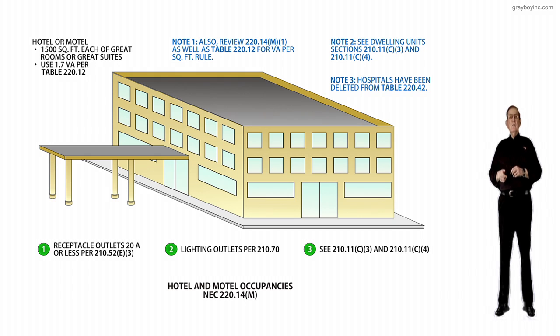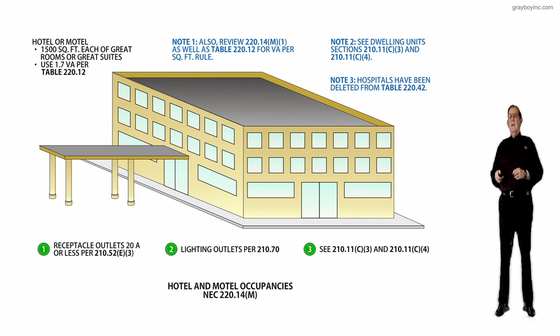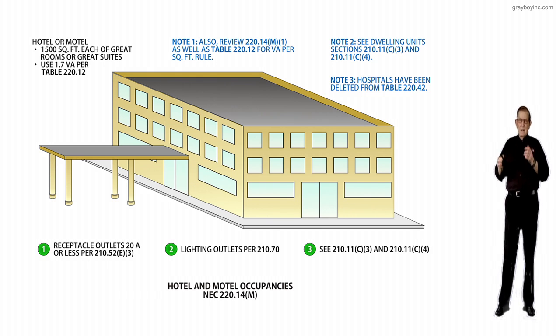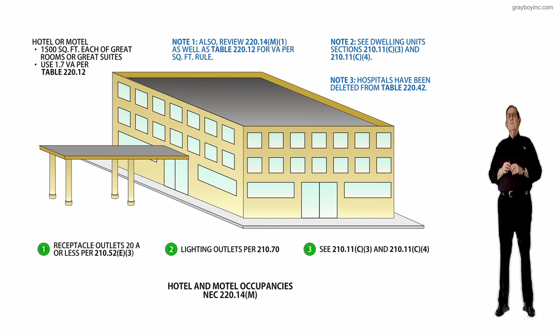And notice, looking at item number 1 to the left, we really review 1 through 3 here. And notice receptacle outlets, 20 amps or less, 210.52E3 address those. 2 lighting outlets per 210.70 would address lighting outlets, just like number 1 would address receptacle outlets. Number 3, 210.11C3 and 210.11C4 kind of lists how you would apply the square footage area here and do your calculations.